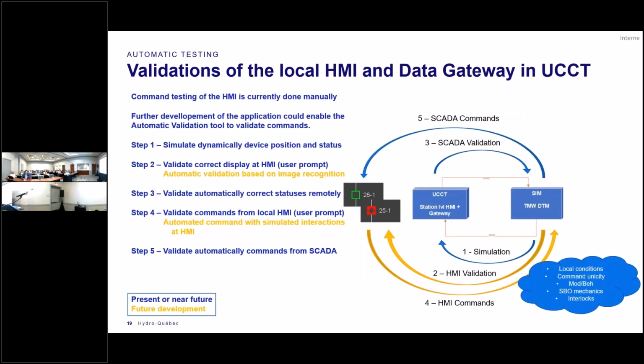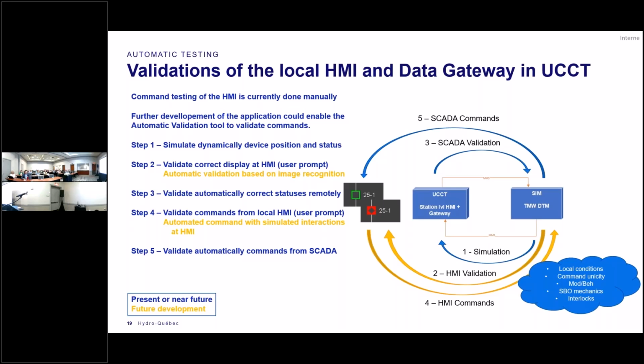So for the next slide, unfortunately I changed responsibilities, but we had some other developments that were planned for that automatic validation, which was mostly the controls at the local HMI and remotely as well. So the capacities were there. We just missed time in order to develop this.